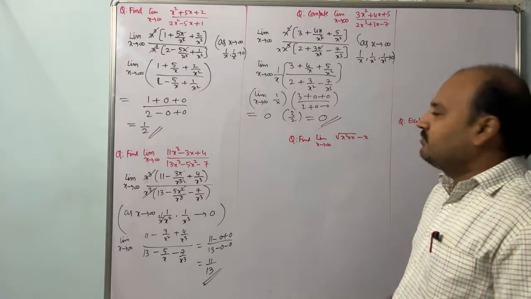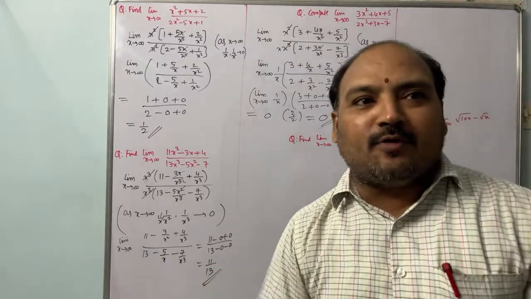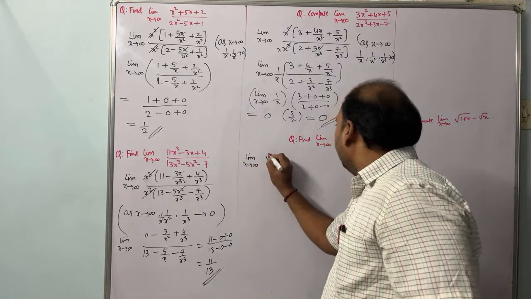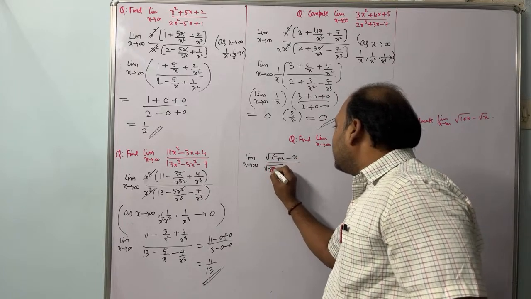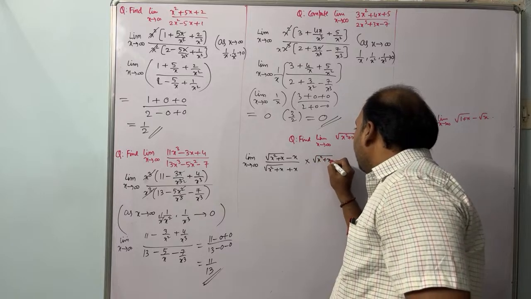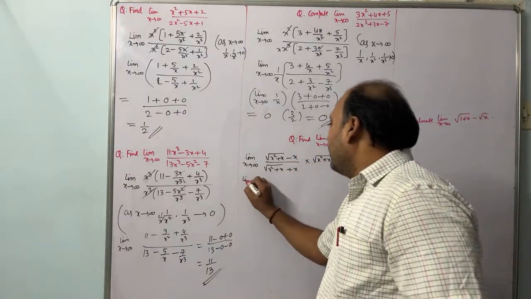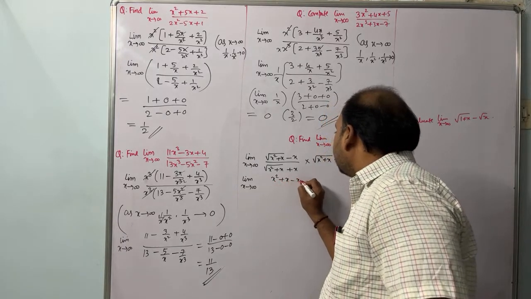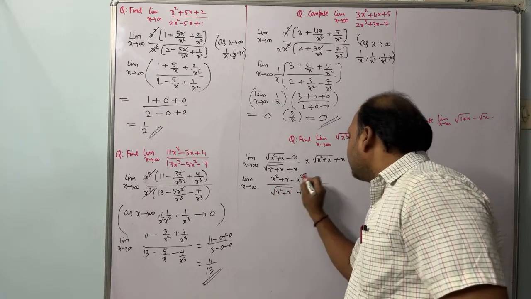Now come to this question. If you substitute x equal to infinity directly, infinity minus infinity is also an indeterminate form. So what we can do is limit x tends to infinity, root x square plus x minus x, multiplying and dividing by root x square plus x. Numerator is in a minus b into a plus b form. Limit x tends to infinity, x square plus x minus x square by root over x square plus x.